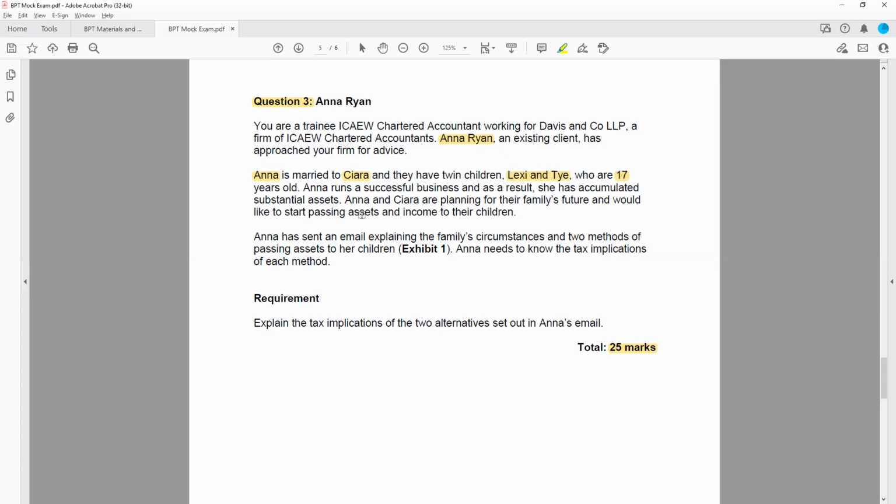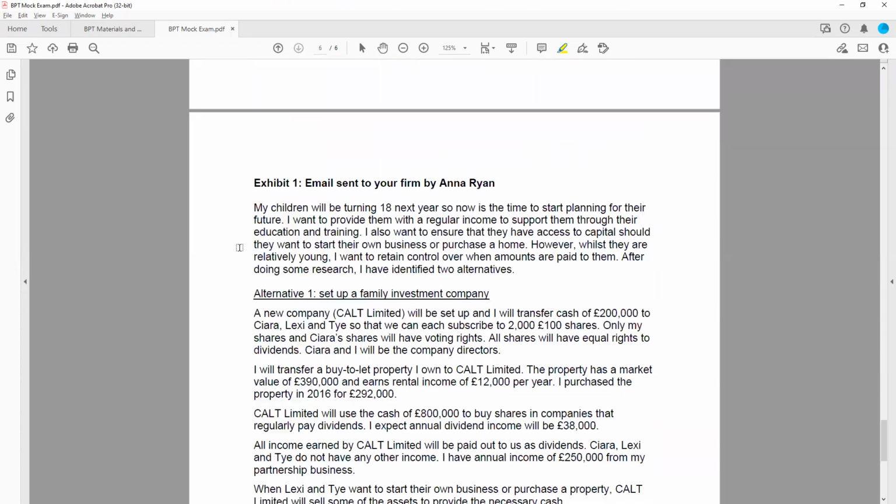Anna runs a successful business, and as a result, she has accumulated substantial assets. Anna and Kira are planning for their family's future and would like to start passing assets and income to their children. So quite a typical kind of CGT, IHT type question. We've got some individuals with assets. They're looking to pass them on to their children. So we've seen this type of question lots of times before. Anna has sent an email explaining the family circumstances and the 2 methods of passing assets to her children, as we've seen in Exhibit 1. Anna needs to know the tax implications of each method.